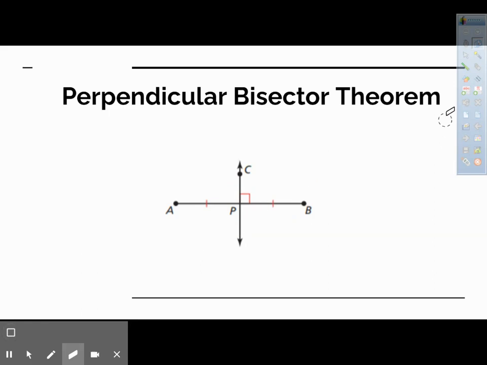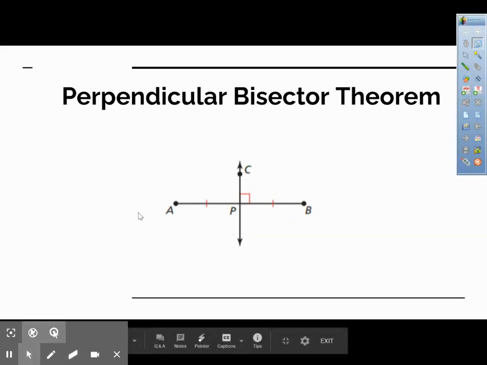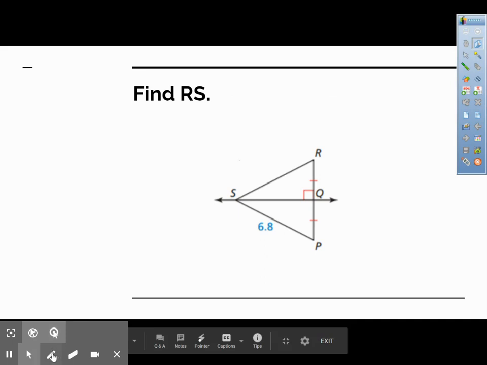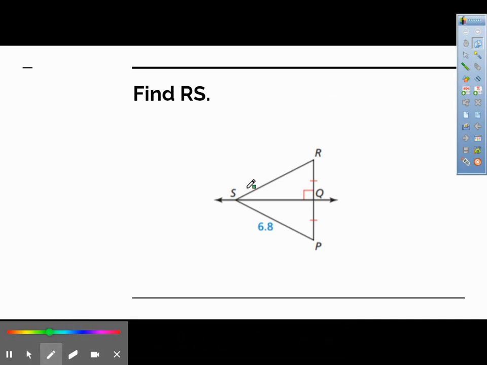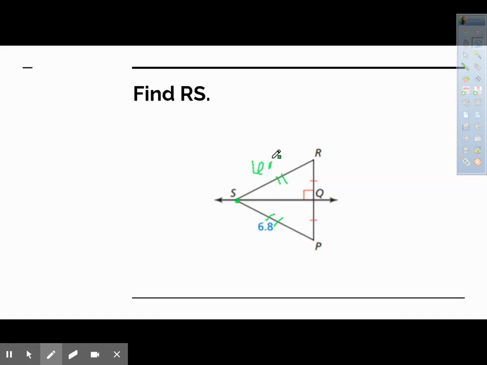Okay, let's do an example. It says find the length of RS. So it wants me to find this length here. Well, I can see that point S is on the line SQ. I notice that line SQ is perpendicular to the segment RP, and I see that point Q is its midpoint. So that tells me right away that line SQ is the perpendicular bisector. Since this is the perpendicular bisector, I know that SR would be the same distance as SP. And if SP is 6.8, SR is also going to be 6.8.